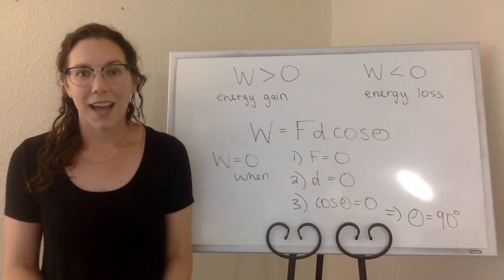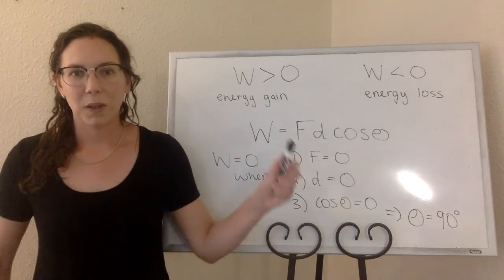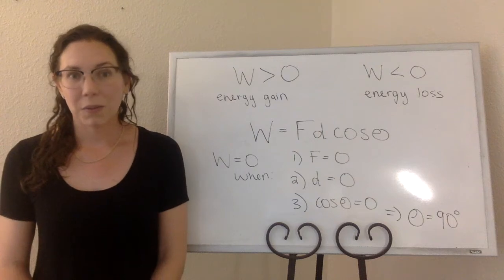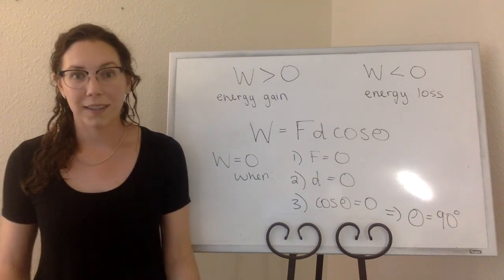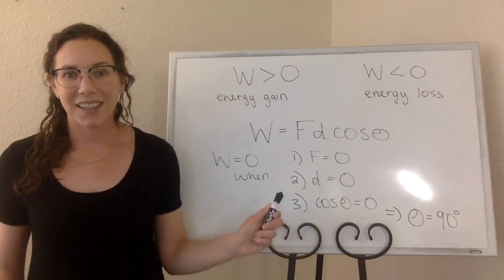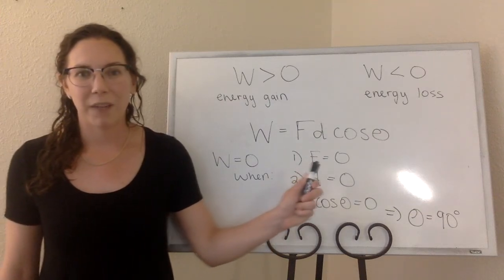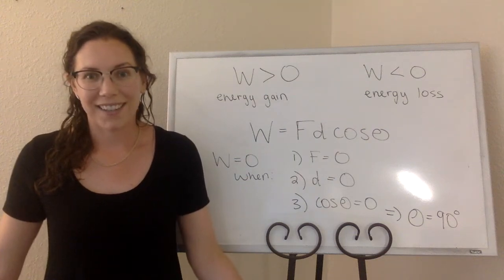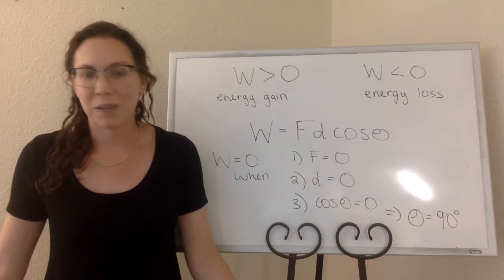Let's look again at the formula for work. Work equals Fd cos theta. So there are also 3 cases where there's no work done on the object by the force acting on it. And the cases are here. The first one is when F equals 0. So this might seem obvious. There's no force acting on the object, then of course it doesn't do any work.